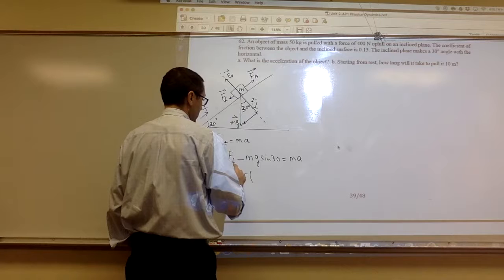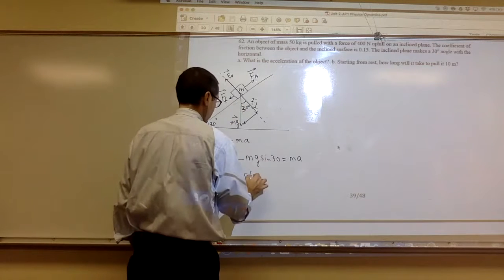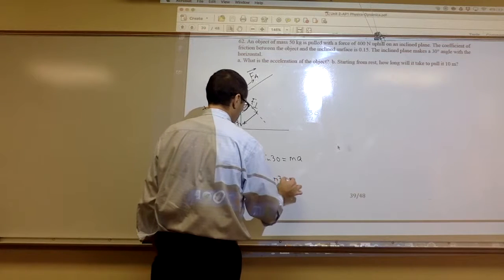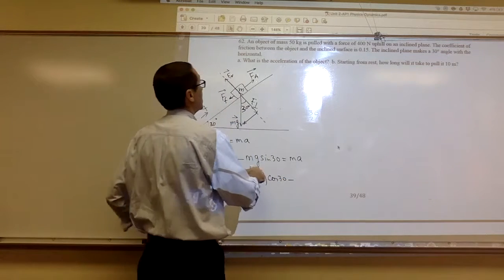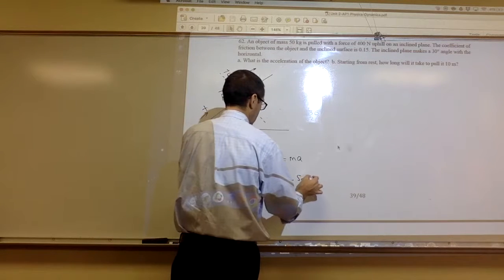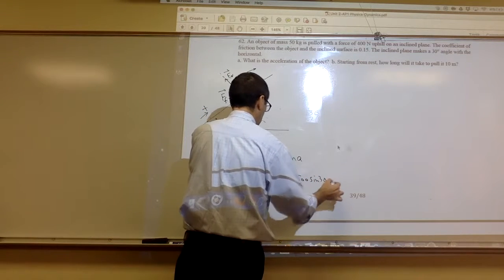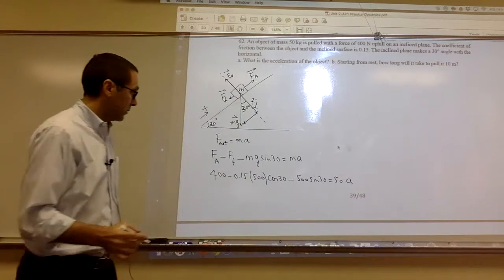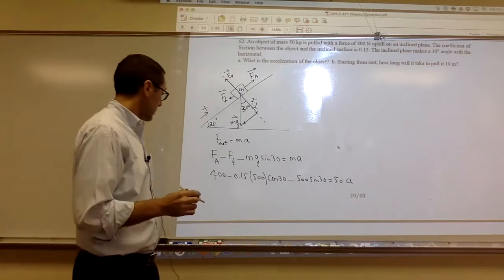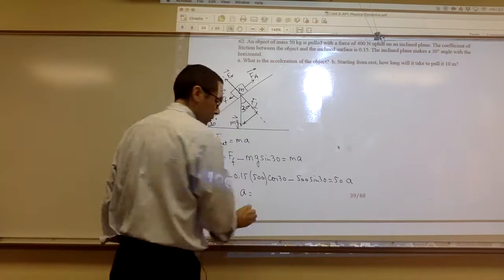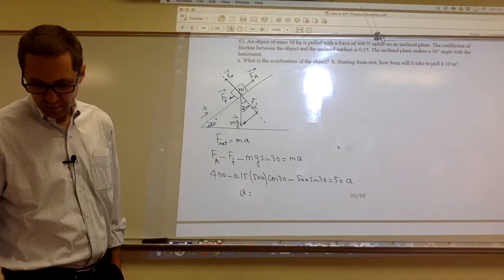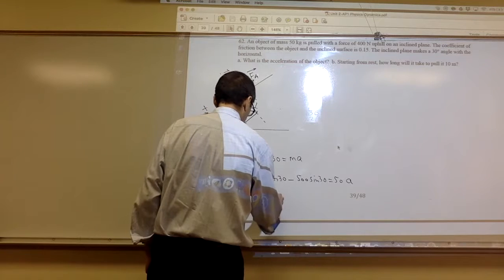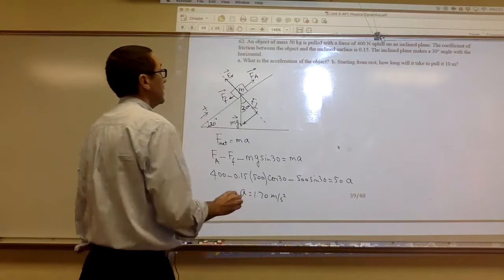So 1/15 times mg, which is 500, cosine 30, minus mg, which is 500, sine of 30, equals the mass, which is 50, times the acceleration. Now, how you do this in the calculator, that's your business. So the answer for acceleration should be 1.70 meters per second squared.